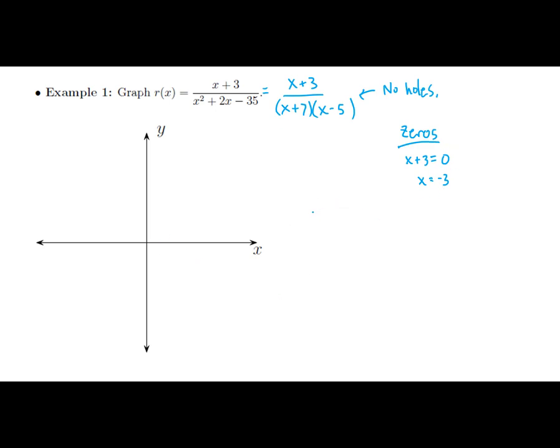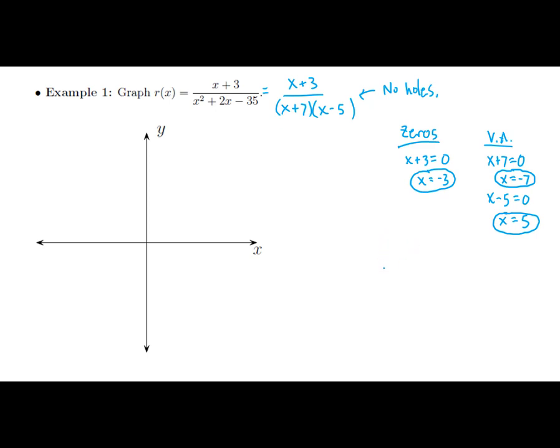So now let's do vertical asymptotes. So vertical asymptotes, that's where the denominator is 0. So we set x plus 7 equal to 0. That's one way for the denominator to be 0. And also x minus 5 could equal 0. All right, so we have a 0 at x equals negative 3, and then a vertical asymptote at x equals negative 7, and a vertical asymptote at x equals 5.